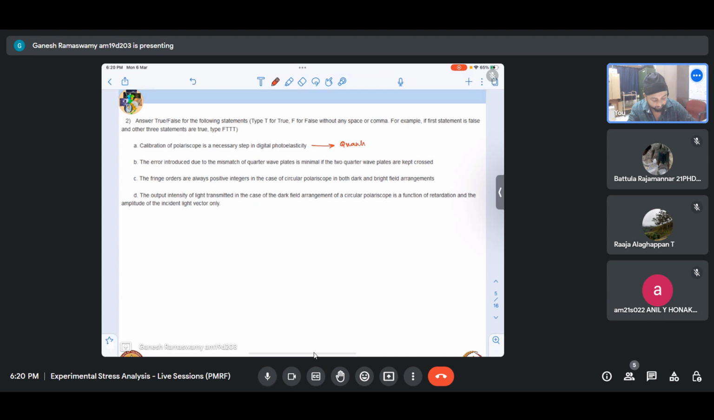What this requires is that in order to get the handedness and everything in place, so that we can perform something called phase shifting methods, we need to initially calibrate the polariscope. So this is very much necessary. Then, the error introduced due to mismatch of a quarter wave plate is minimal if the quarter wave plates are kept crossed. Yes, research has essentially shown it is true.